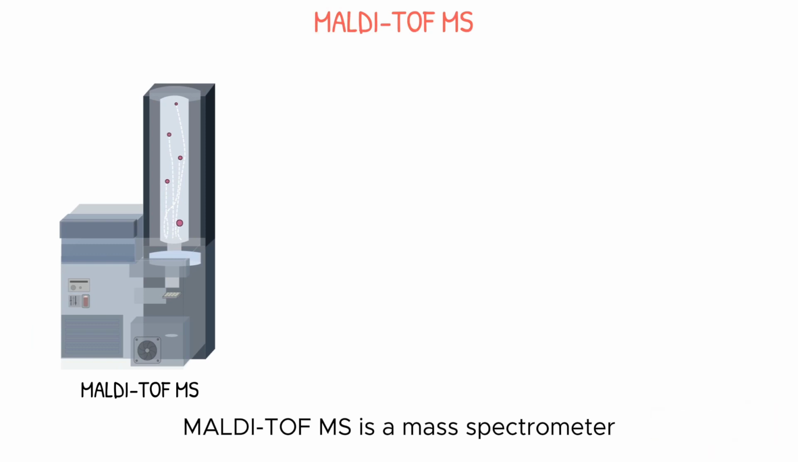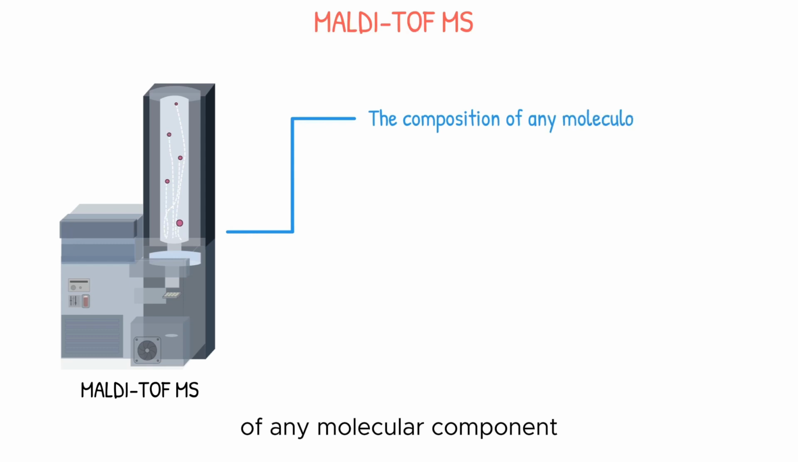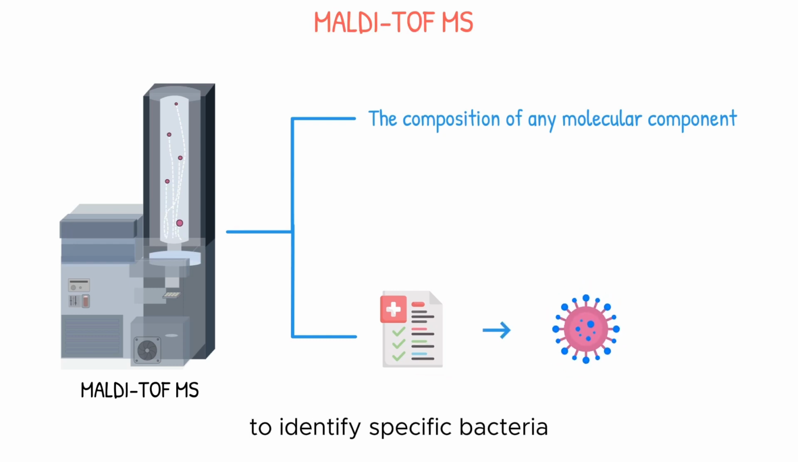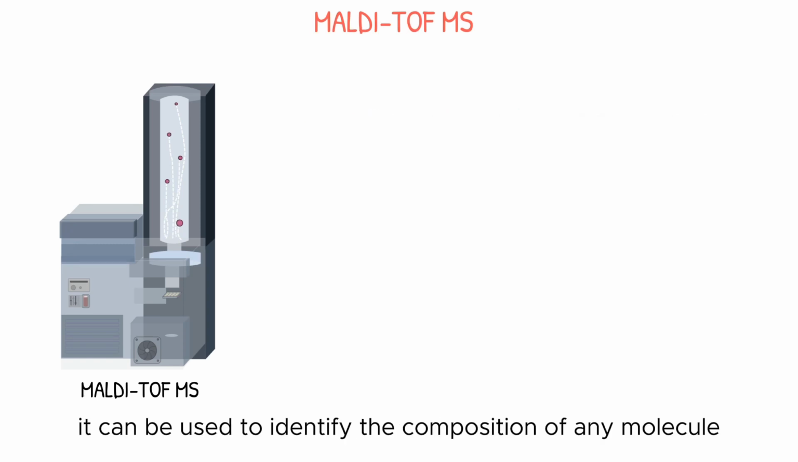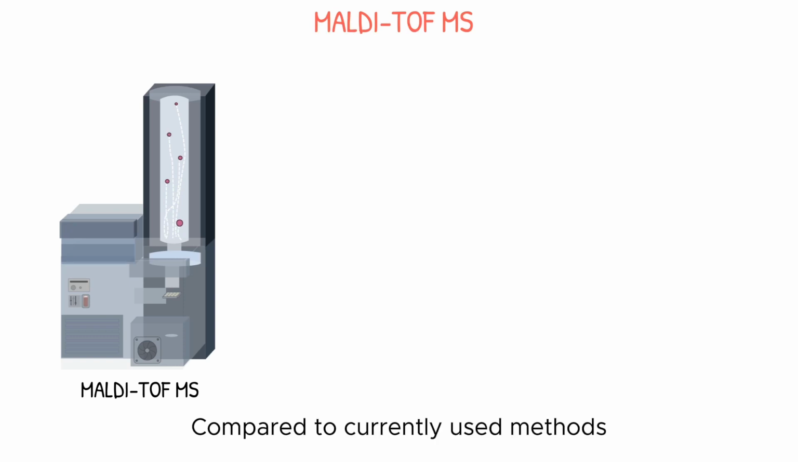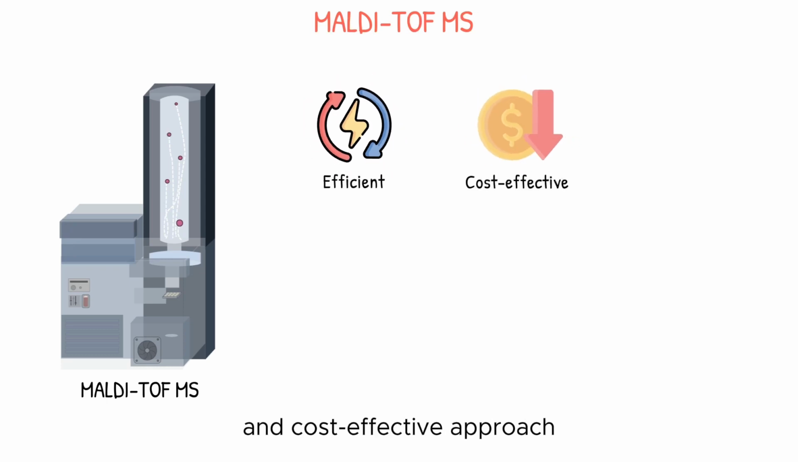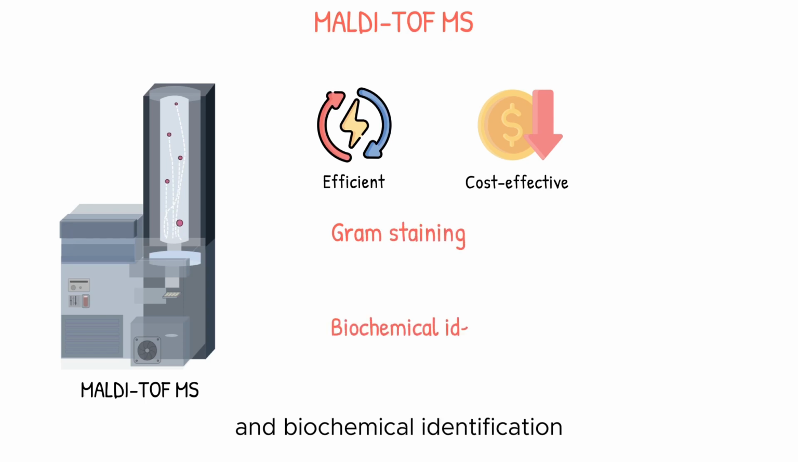MALDI-TOF MS is a mass spectrometer that can be used to study the composition of any molecular component, and in recent years, it has been increasingly used in routine healthcare checks to identify specific bacteria. So why is MALDI-TOF so useful? As a mass spectrometer, it can be used to identify the composition of any molecule. Compared to currently used methods, MALDI-TOF is a more efficient and cost-effective approach, and it even has the potential to replace gram staining and biochemical identification.